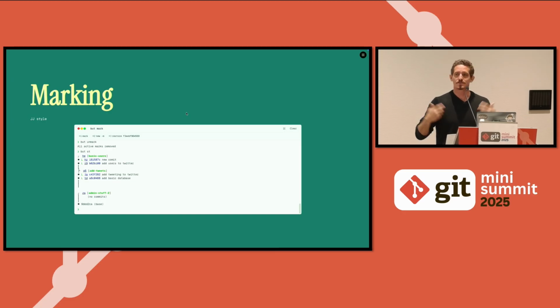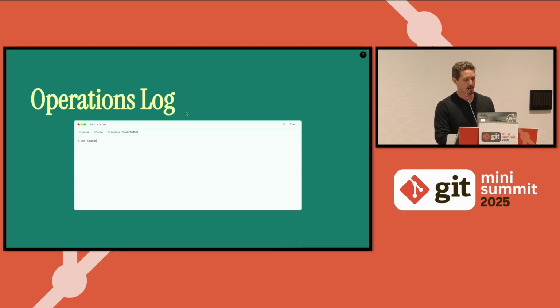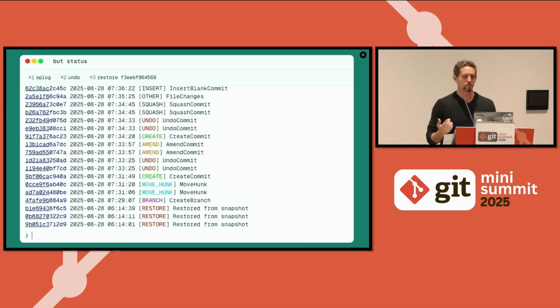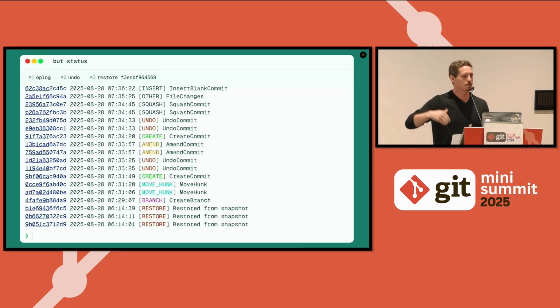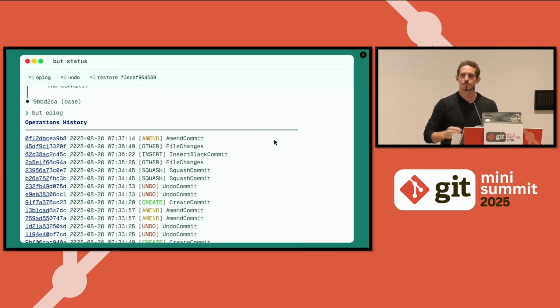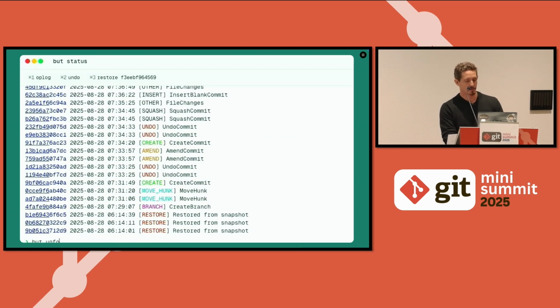I find it really nice to be able to work on this. The other thing that we do, also kind of stolen from JJ, is an op log. This is something that we've had for a long time. If you've used the GitButler app, there's a tab that says here's all the operations that we do. Every time I'm running something, it records an operations history, and I can see everything that GitButler has done, and I can restore to any of these, or I can say undo.